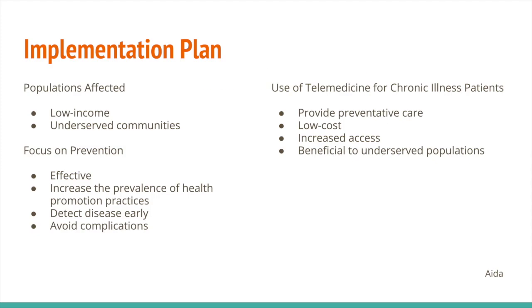In the implementation of our plan, we'll be especially focused on low-income and underserved communities. A focus on prevention is effective. It can increase the prevalence of health promotion practices and decrease risk behaviors. Detection of disease early can help avoid complications, comorbidities, and multiple chronic illnesses. Using telemedicine for chronic illness patients can provide low-cost preventative care. It can increase the access, especially for underserved populations.